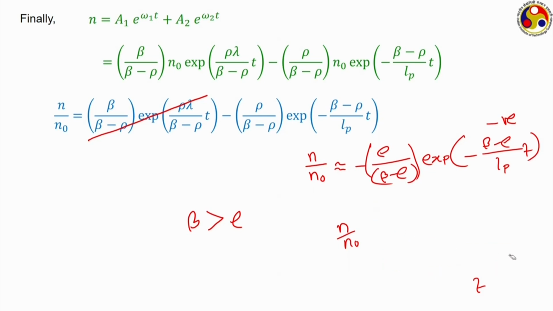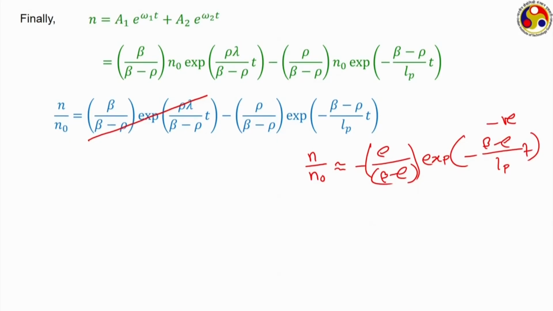Again, we would like to put into perspective what we got in the prompt neutron case. In case of a prompt neutron, taking a rho value of 0.001, we can have n upon n naught of the order of t, because L p is typically of the order of 10 to the minus 3 as well. And that is why, for a very small value of reactivity, rho equal to 0.001, it is a straightforward exponential function of time and it increases very, very steeply.